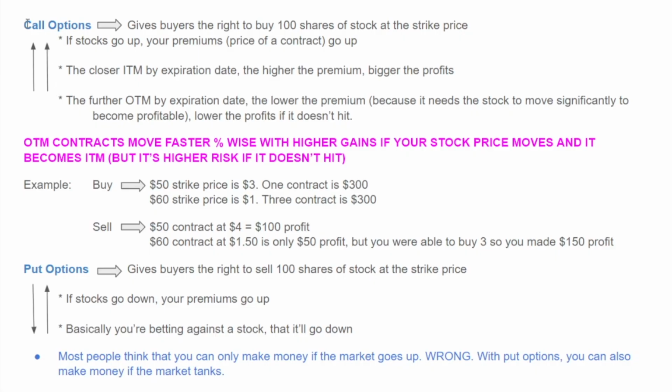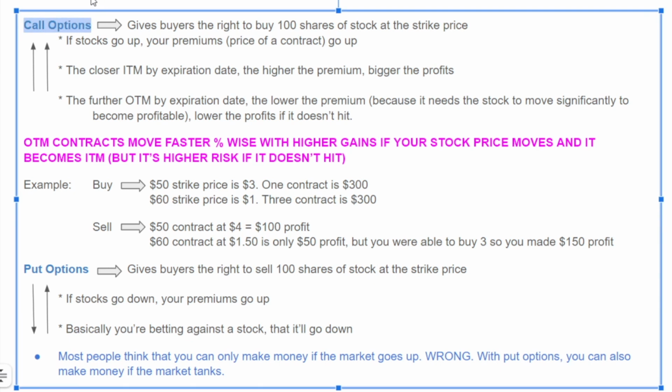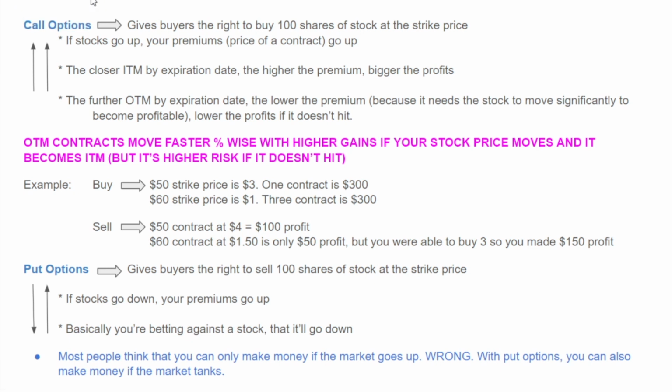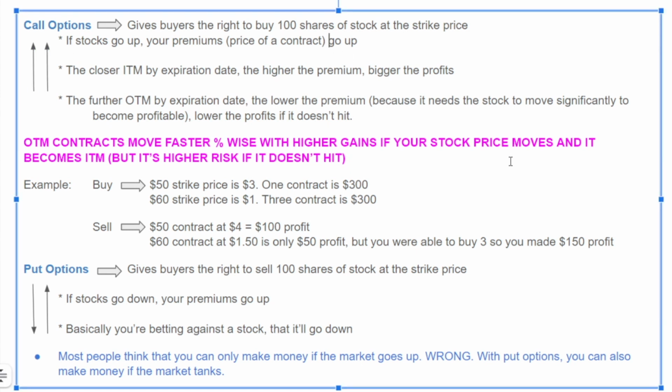So there are two concepts that you should definitely know when you're trading options, and that is either buying a call or a put. A call option gives buyers the right to buy 100 shares of stock at the strike price. When you buy a call option, if the stock goes up, your premiums go up. Premium is the price of your contract that you bought, which I will explain in the next slide. The closer in the money, the higher the premium, but the bigger the profits. The further out of the money, the lower the premium, the lower the profits. However, this is what I learned from experience, and it doesn't work all the time.